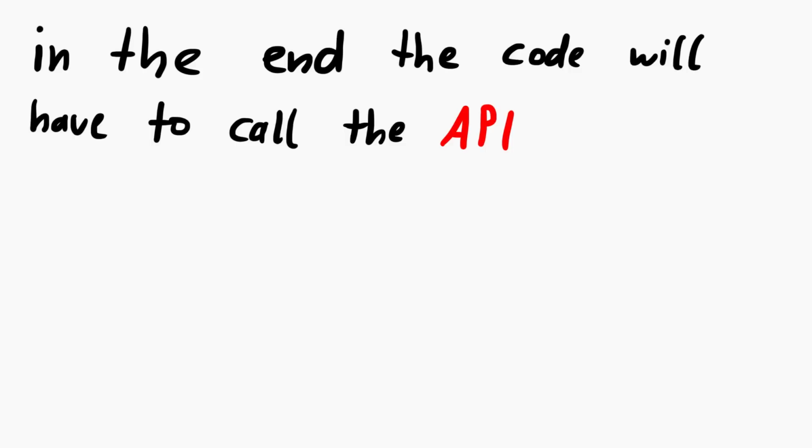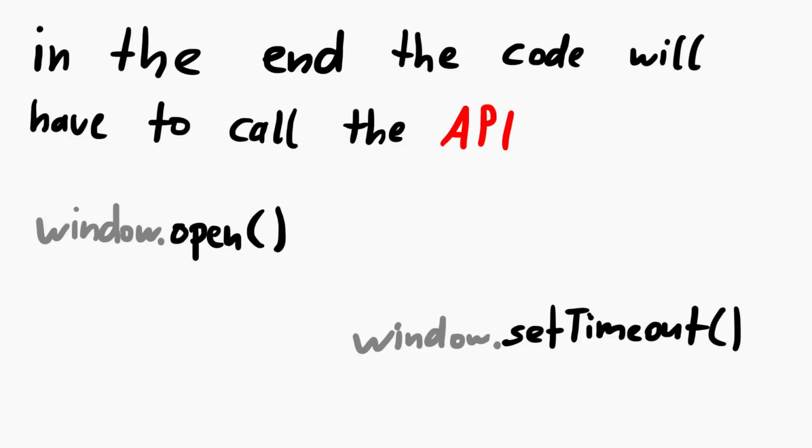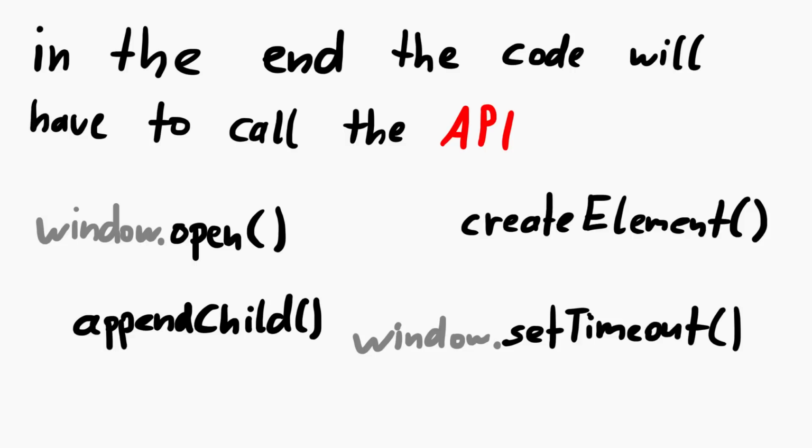In theory, in the end, the JavaScript code will have to call the main API functions. Functions like window.open and window.setTimeout, or like createElement or appendChild.